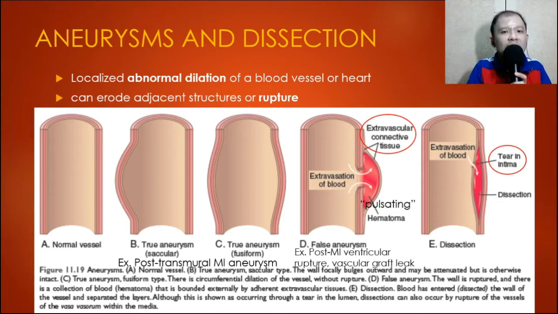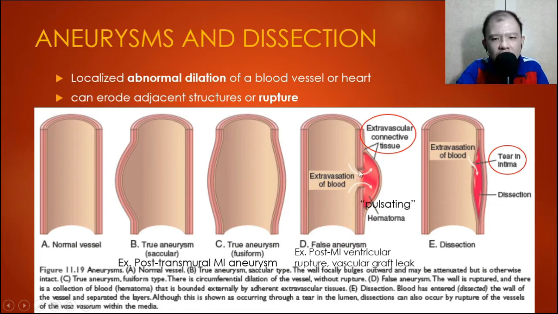Next, we go to aneurysms and dissection. These are weakening of the blood vessel wall, and if it's in the heart, in the ventricle particularly, that is what we call ventricular aneurysm. And these are the forms of aneurysm. You have true aneurysm: saccular if it's just one side, fusiform if it's both sides. False aneurysm is when the blood vessel layer is not intact, and you have an extravascular connective tissue which contains the hematoma.